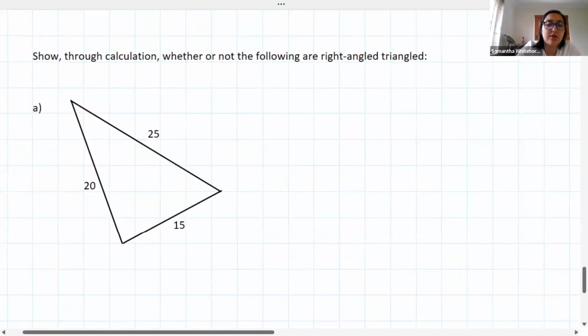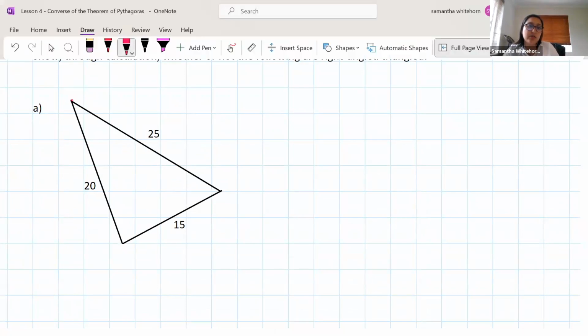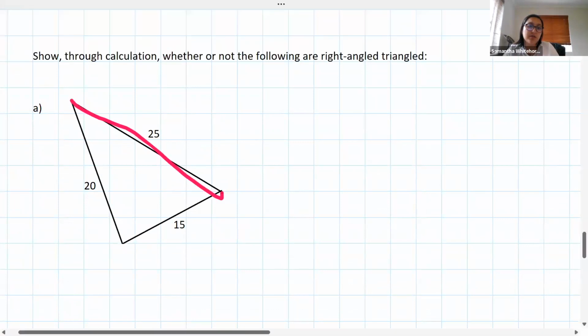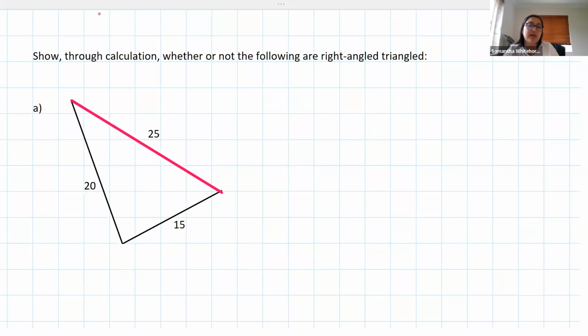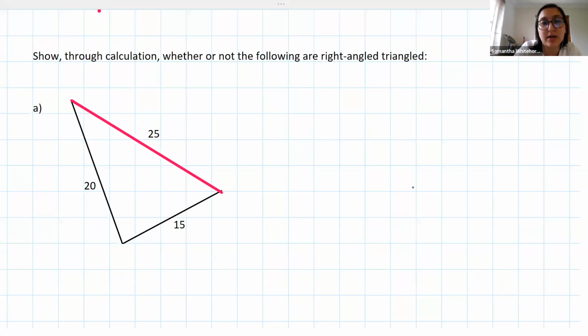Alrighty, so I want you guys to try this one again for me. So remember, identify your longest side. If we have a look here, our longest side is the 25 units. And let's use that in our Pythagorean theorem to see whether or not this triangle is a right angled triangle. You are trying it by yourself, so let's give this a go. And then we'll see what we get. Remember, answers in the chat.